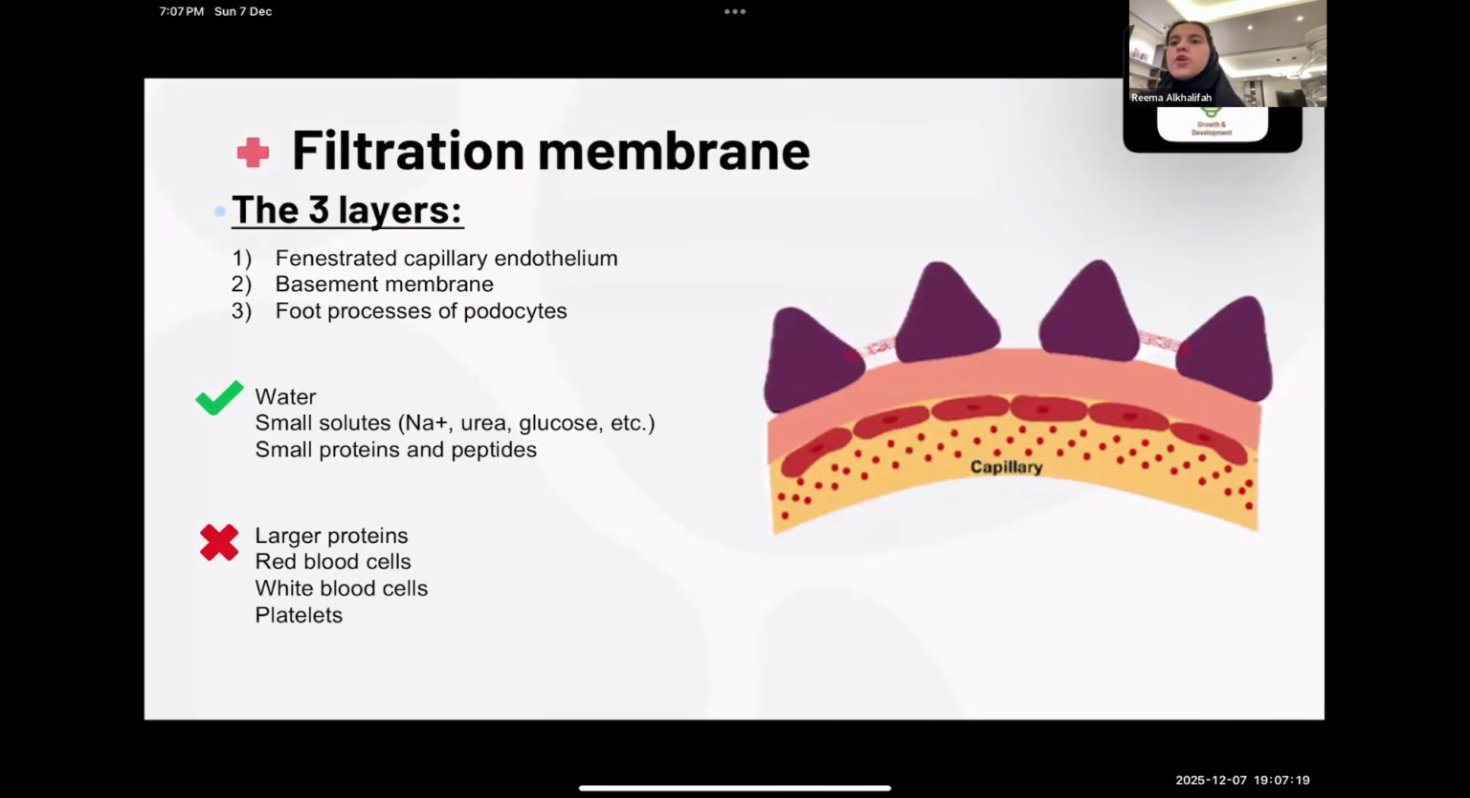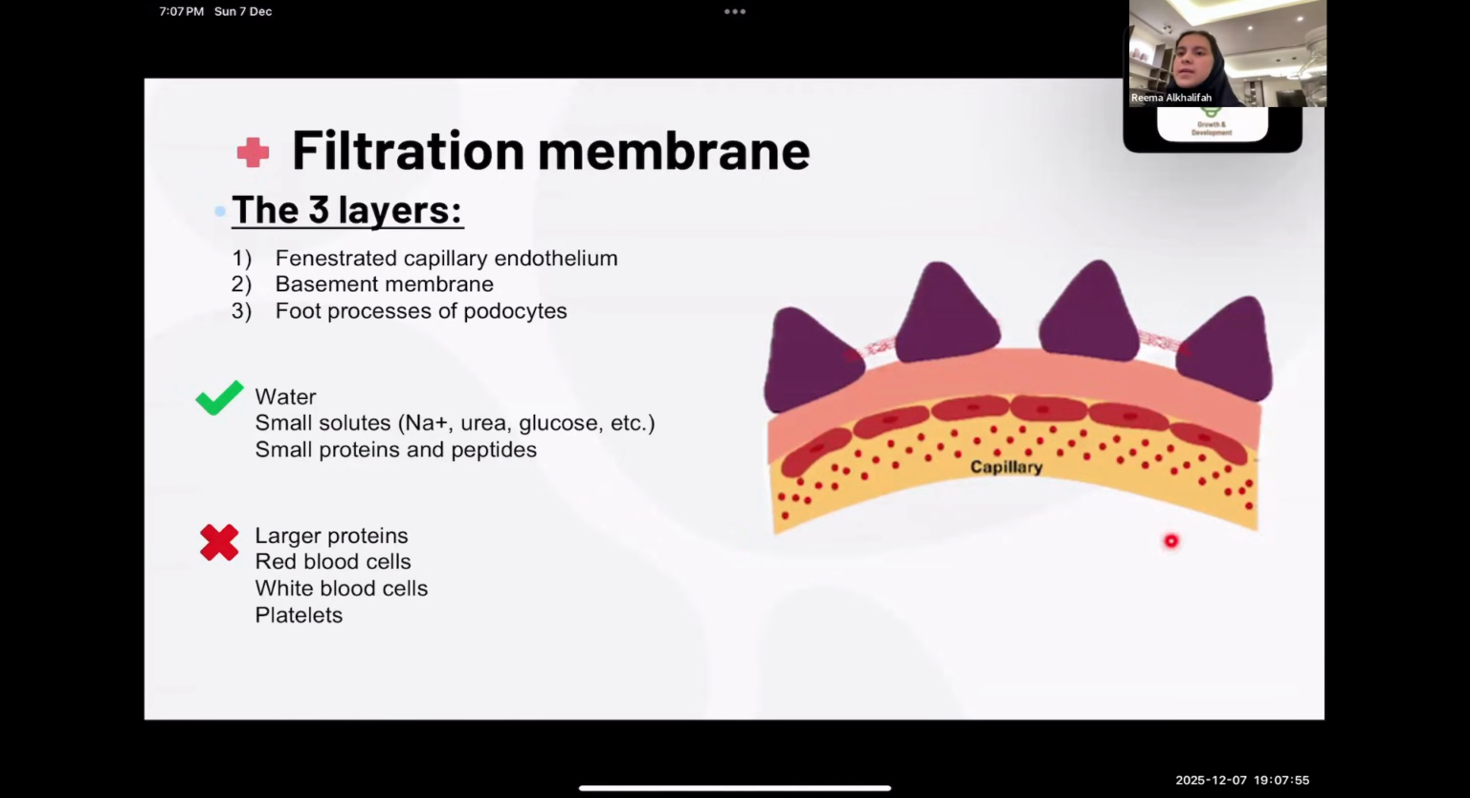So, now we go back to the filtration membrane. Again, from inwards to outwards, we have the capillary endothelium, the basement membrane, and the podocytes. Now, what can it freely filter? It can freely filter water, solutes like sodium, urea, glucose, and others. And it can also filter small proteins and peptides. But what it cannot filter is larger proteins, especially anionic proteins, red blood cells, white blood cells, and platelets.